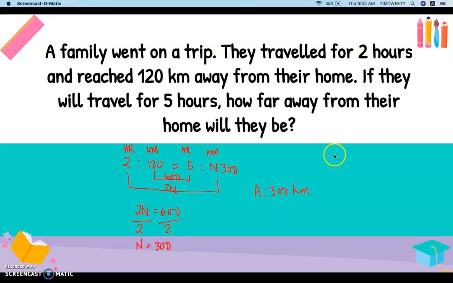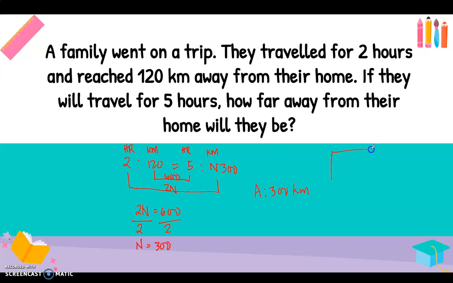If you're still confused, you can write it in table form. So let's make a table here. We have the hours and we have the kilometers. For the first, they reach 2 hours and they reach 120 kilometers. And if they will travel for 5 hours, how many kilometers do they travel? So as you can see here, it's just the same as before, but this time it is labeled properly. So we have 2 is to 120, 5 is to n.